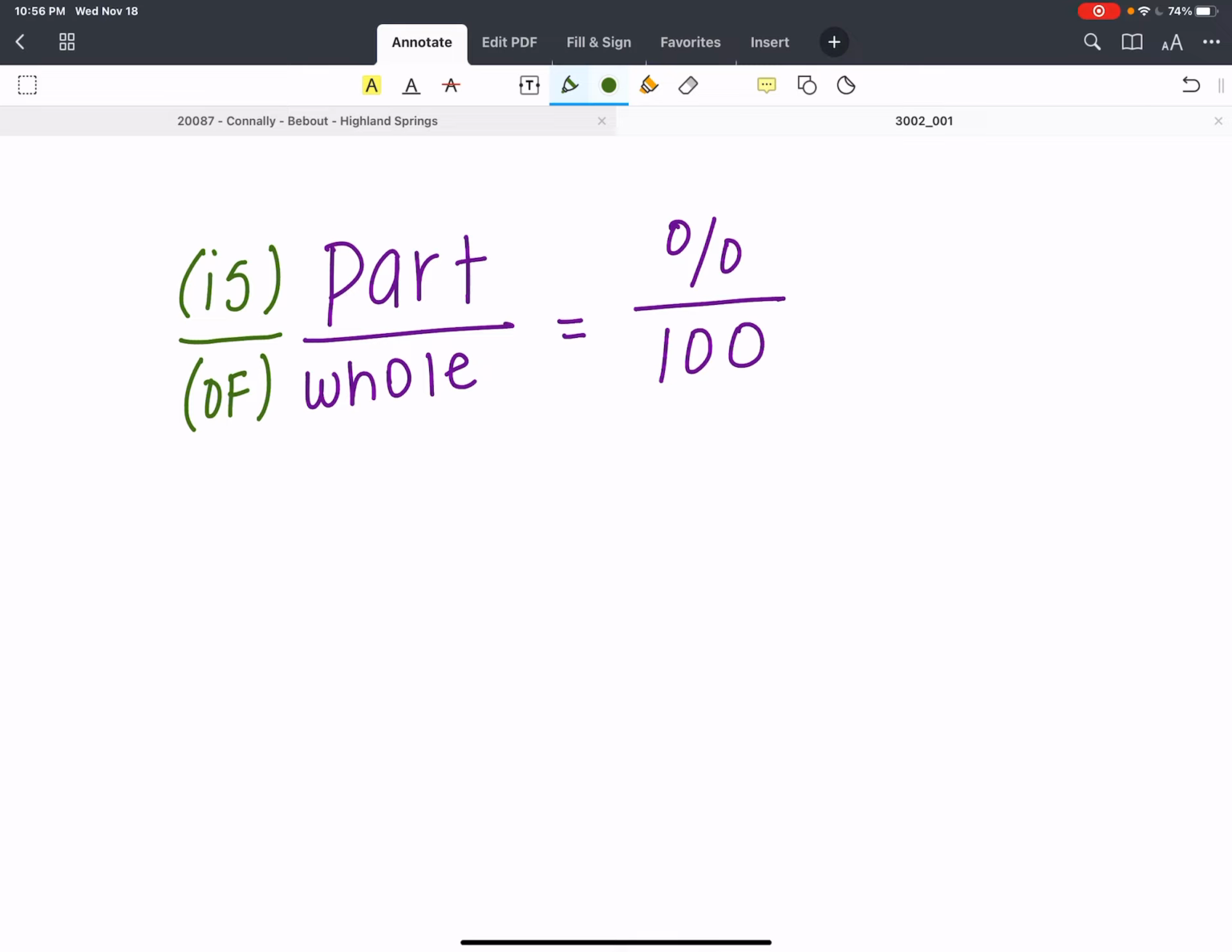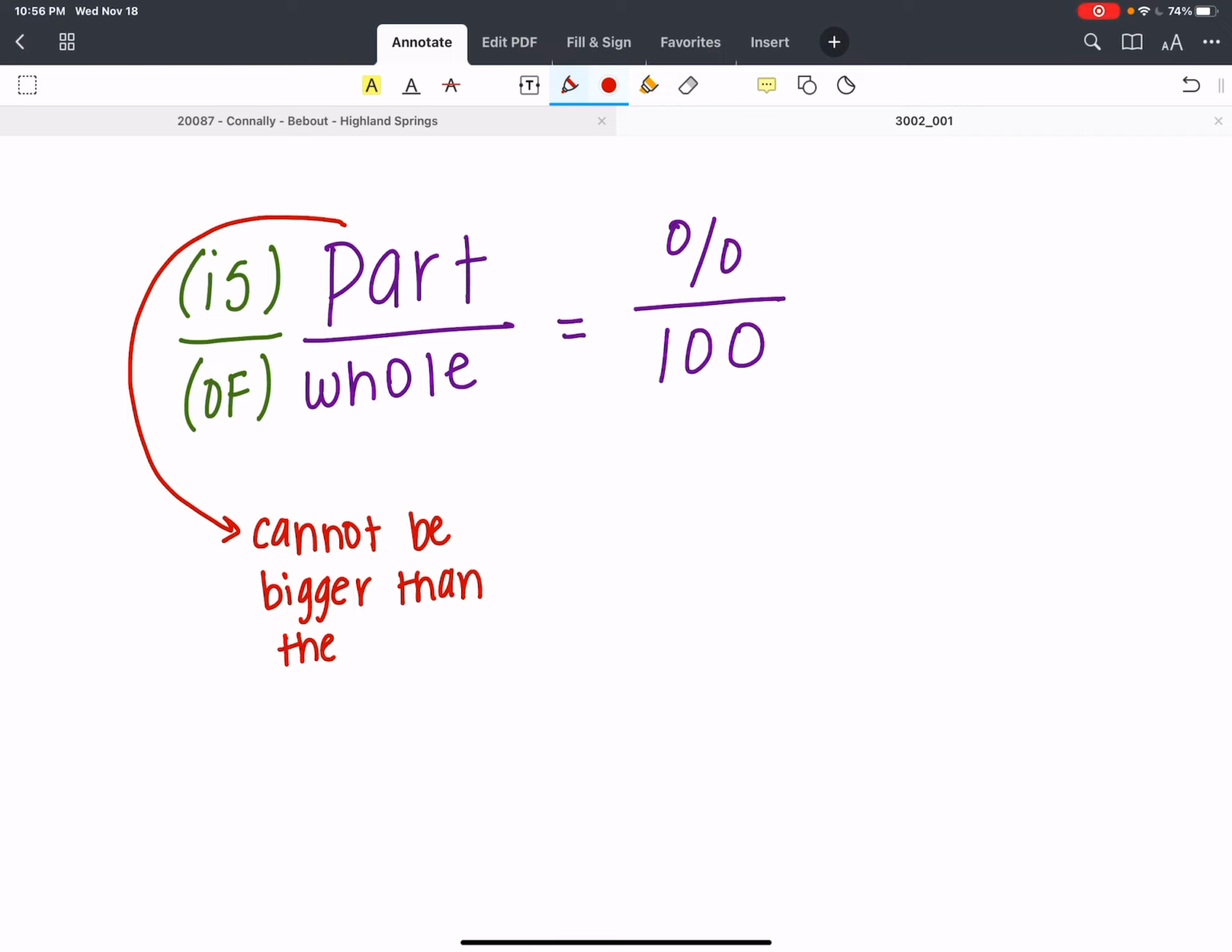Your part, so let's talk about part. Part cannot be bigger than the whole. Meaning part has to be smaller than your whole.